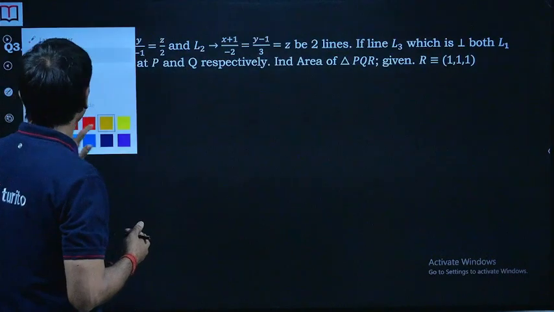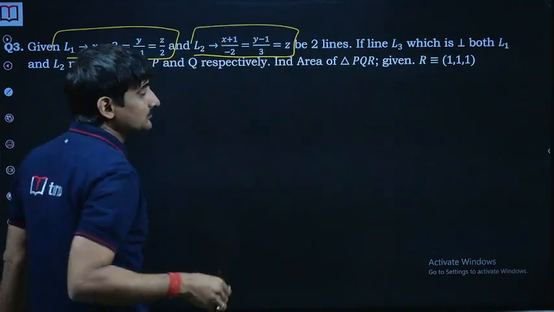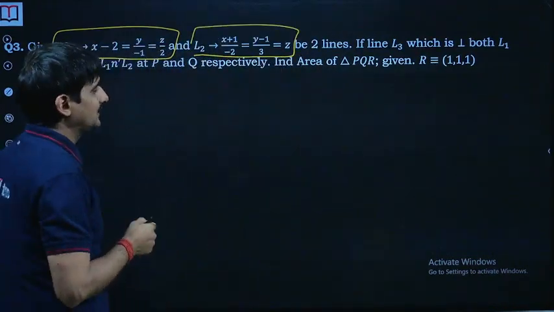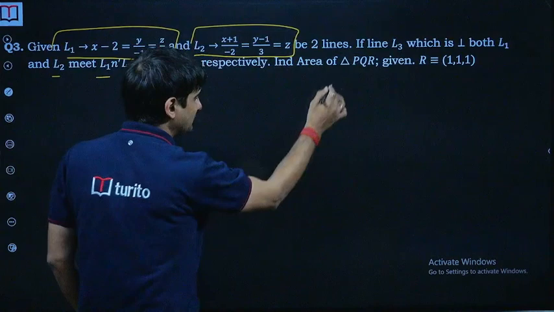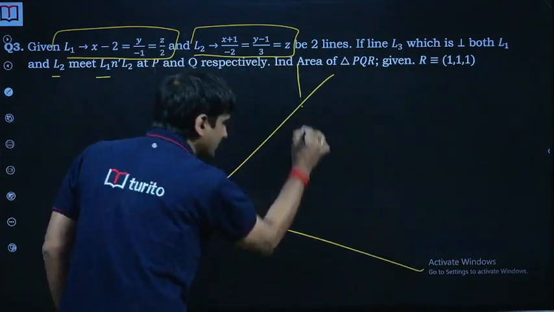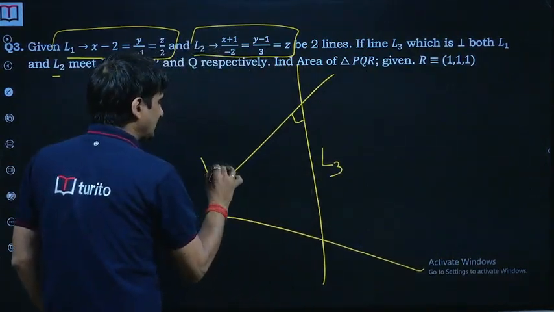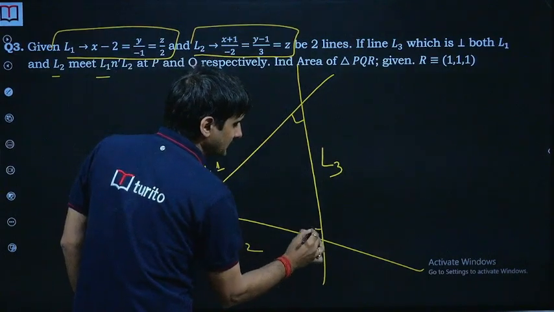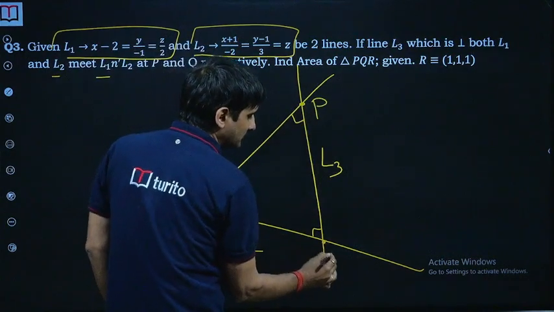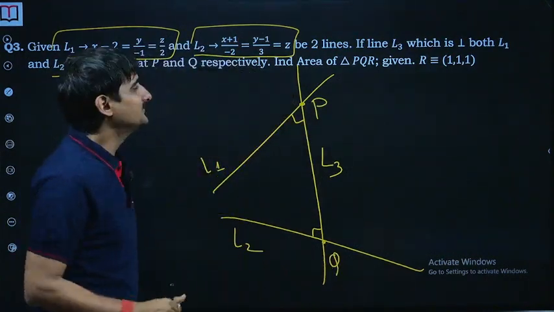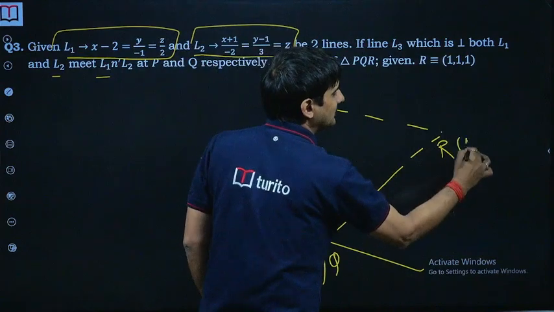Now moving to the third one, again I use the same two lines here. If line L3 is perpendicular to both L1 and L2 and meets L1 and L2, so these are two lines, and there's a line which meets L1 and L2. So this is line L3, this is L1, this is L2, which is perpendicular to both of them, at P and Q. Then you have to find the area of this triangle PQR, which is 1, 1, 1.